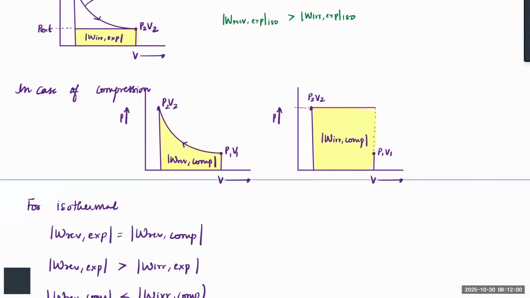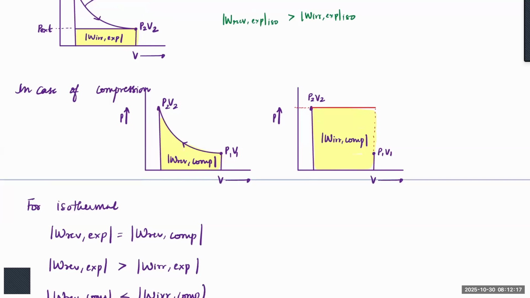Similarly, in the case of compression, what will happen? From this point, P1, V1, you are going all the way to P2, V2, this way. So the area under the curve will be the same. That is how much isothermal expansion has been done. Same is the isothermal compression.